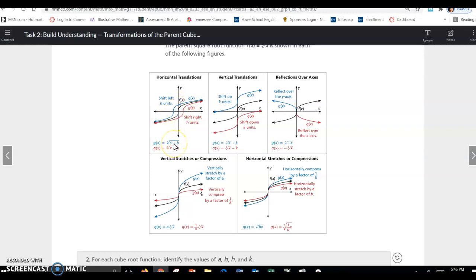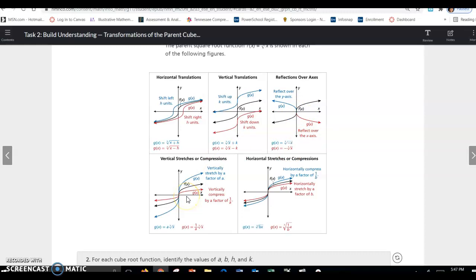And then you can see that just like before, if it's in parentheses or under the radical sign, it's going to go opposite the way you expect it to. So plus h will shift you to the left, and minus h will shift you to the right. Outside of the radical is going to shift you up or down, so your k is your vertical movement. If it's plus k, it's going to shift you that many units up, and if it's minus k, it's going to shift you down. If the negative is underneath the radical, the cube root of negative x, it's a reflection across the y. And if the negative's outside the cube root, it's a reflection across the x.